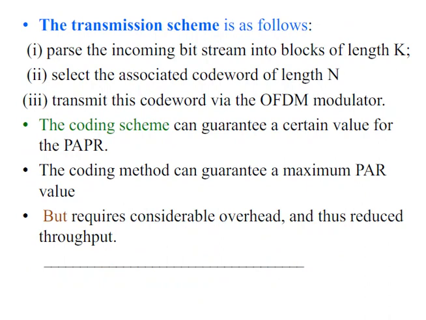The coding scheme can guarantee a certain value for the peak to average power ratio. The coding method can guarantee a maximum peak to average ratio value, but requires considerable overhead and thus reduced throughput.